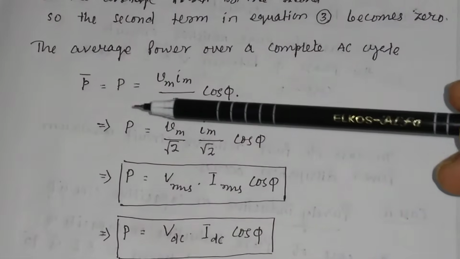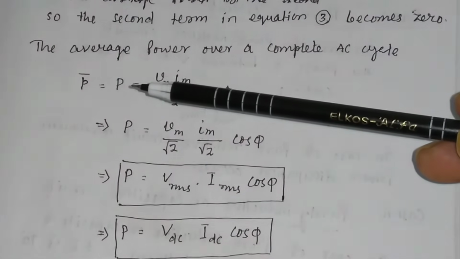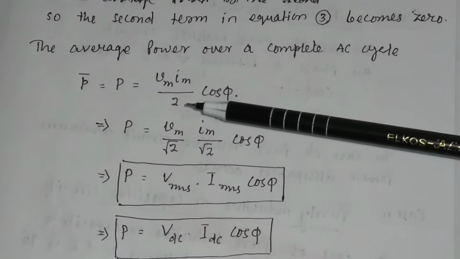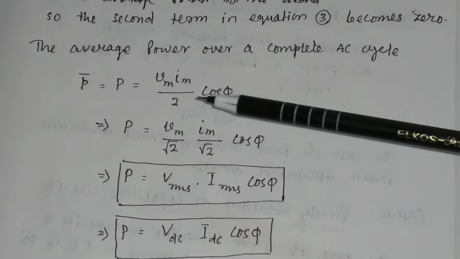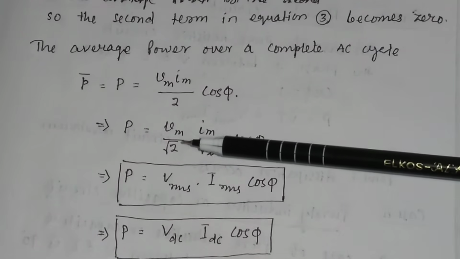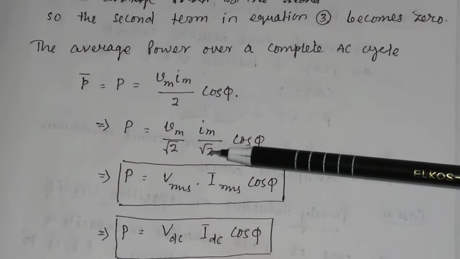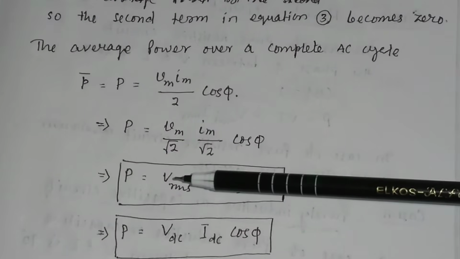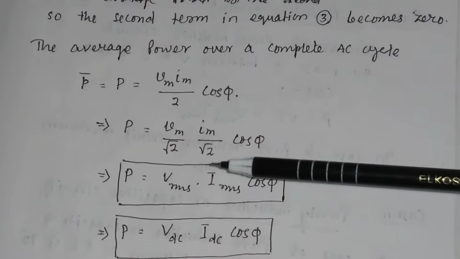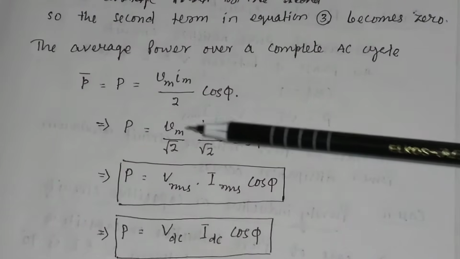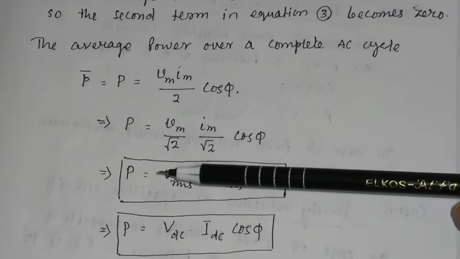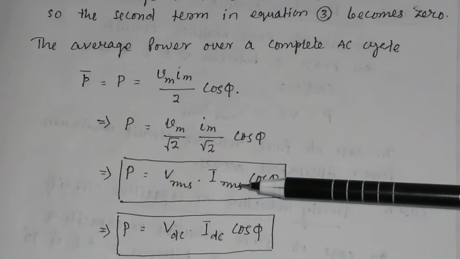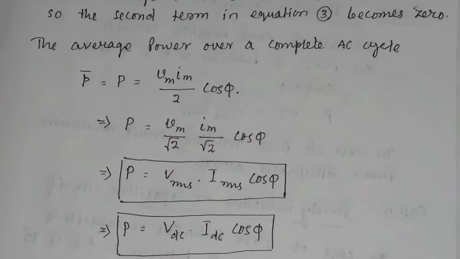So if you write the average power P bar or simply capital P, it will be equal to Vm into Im divided by 2 into cos phi. You can write 2 as root 2 into root 2, so Vm divided by root 2 into Im divided by root 2 into cos phi. And we know Vm by root 2 is Vrms and Im by root 2 is Irms. So the average power can be defined mathematically by the product of Vrms into Irms and cos phi.